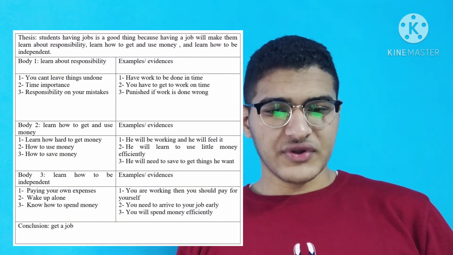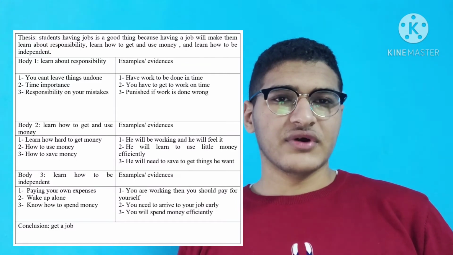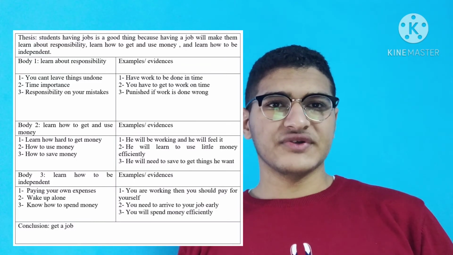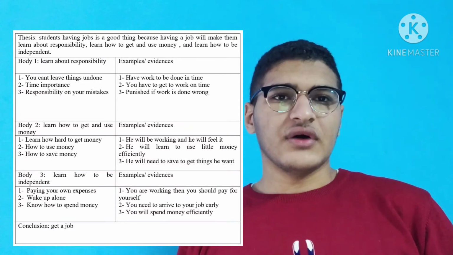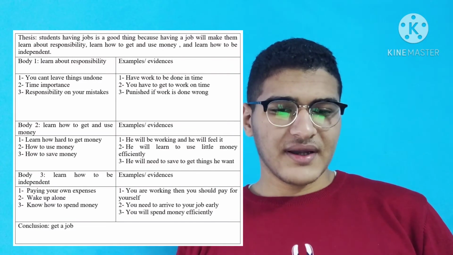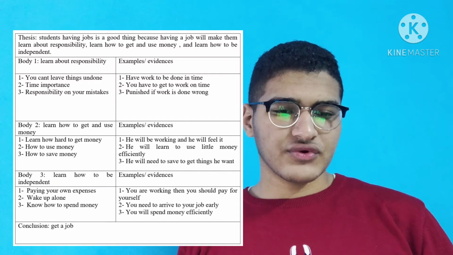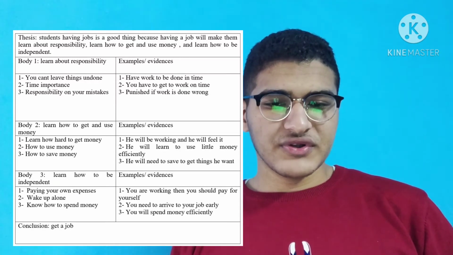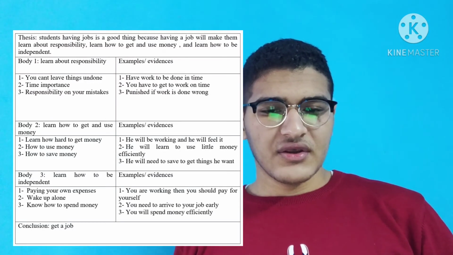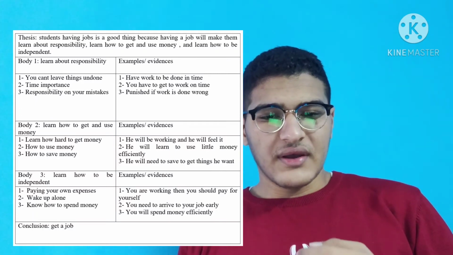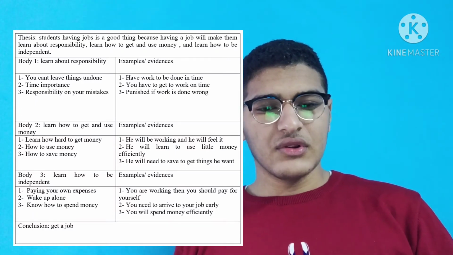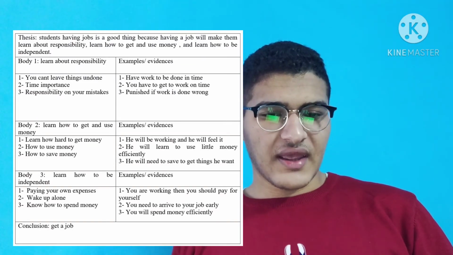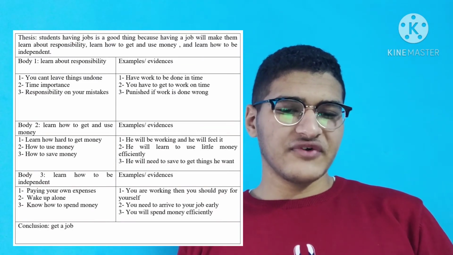Second point, wake up alone. You can't make your parents wake you up all of the time. You should learn how to wake up, and the evidence for it: you need to arrive at your job early. Third point, know how to spend money. When someone starts a job, he will start working. He will learn how to spend his money, and the evidence for it: you will spend money efficiently.